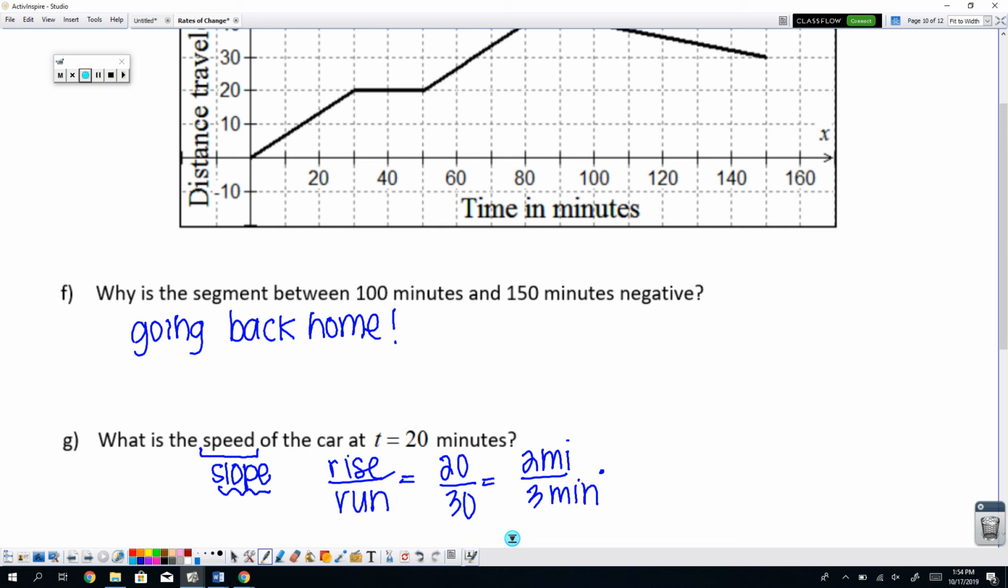And if we want to make sure that we know what that's like in actual speed, or what we usually measure, 60 minutes in 1 hour, that gives us 120 over 3, which is 40 miles per hour.